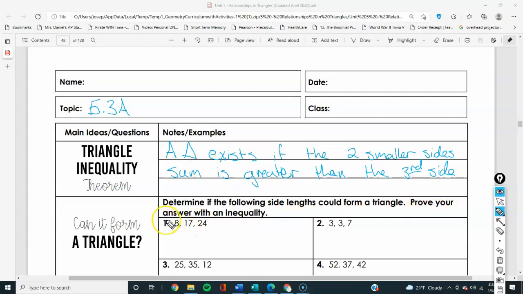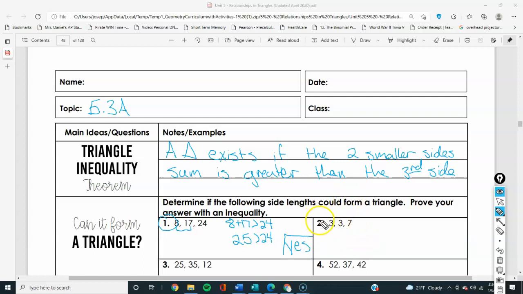So like if we look down here at number 1, can this be a triangle? Prove it with an inequality. So to prove it, I'm going to find my two smaller sides, which on number 1 are 8 and 17. So I'm going to do 8 plus 17, and I'm going to see if that's bigger than my third side, which is 24. Well, 8 plus 17 is 25, and 25 is bigger than 24, so yes, this could be a triangle.